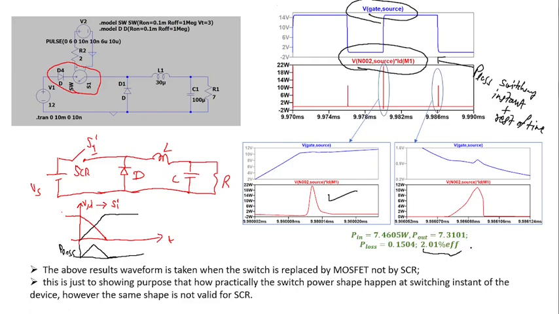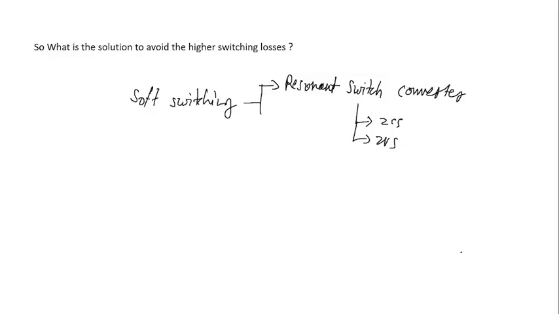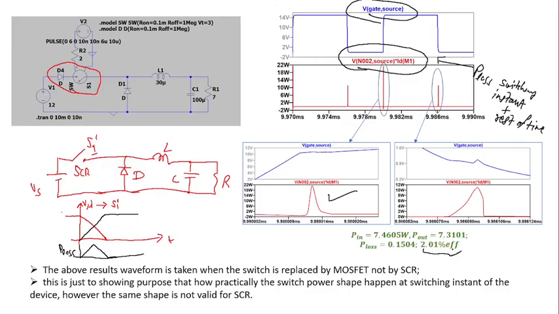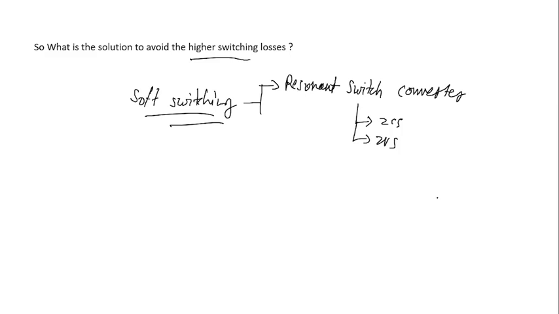Why should we keep this loss? Is there any solution? Can we solve this 2% loss? The answer is yes. We can use the soft switching technique, which can avoid this 2% loss of efficiency, and we can achieve around 99% efficiency if we consider only the device losses.